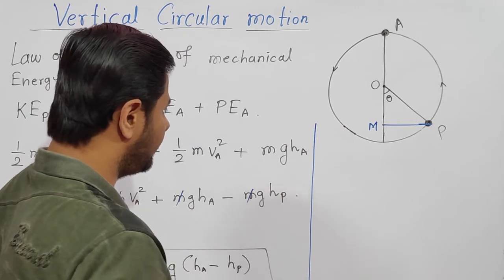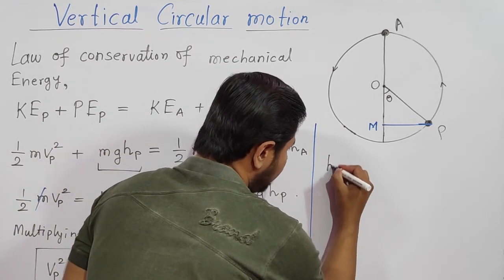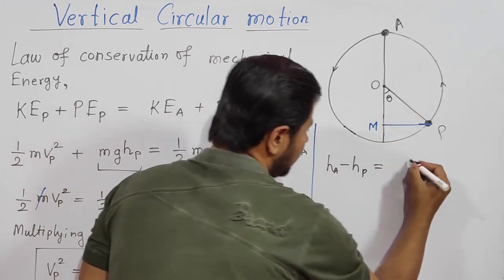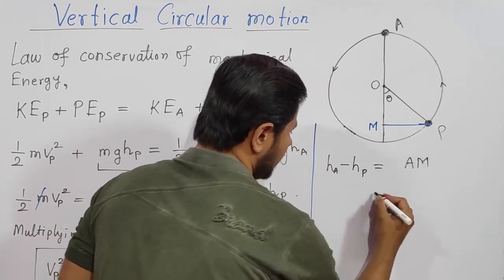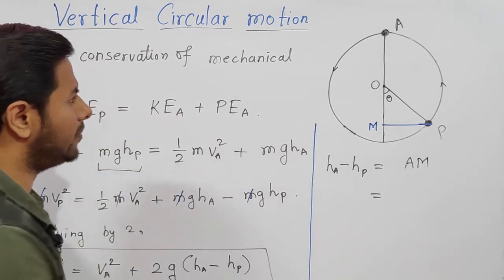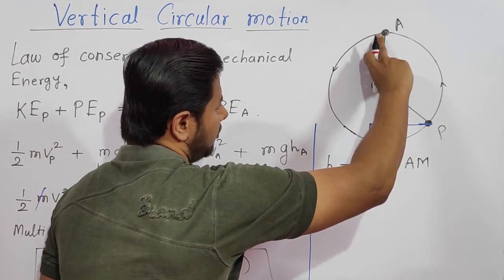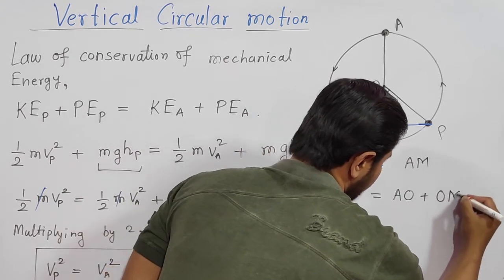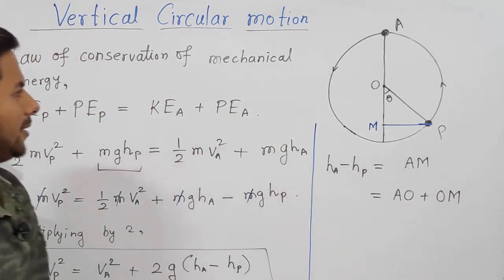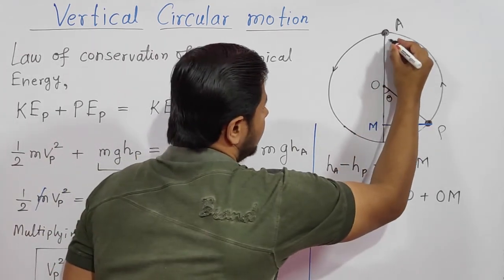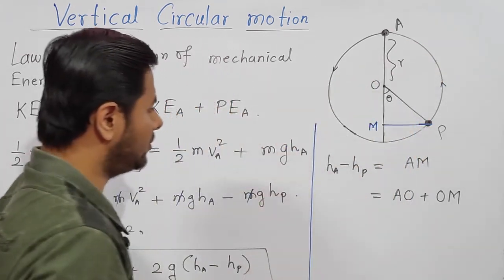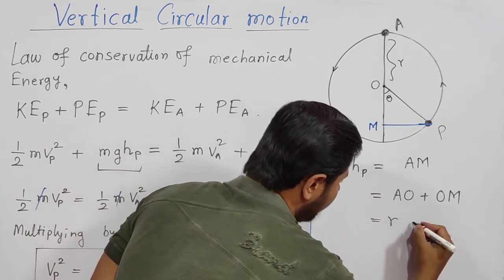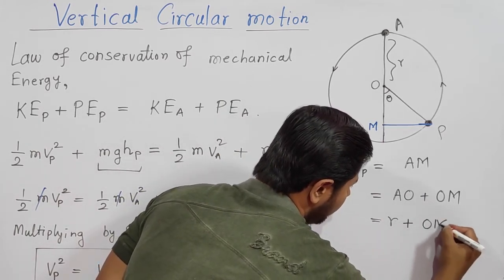So I can write h suffix a minus h suffix p equals to this distance AM, and distance AM is equal to distance AO plus OM, and distance AO is nothing but the radius of the circle R. So we have HA minus HP equals to R plus OM.